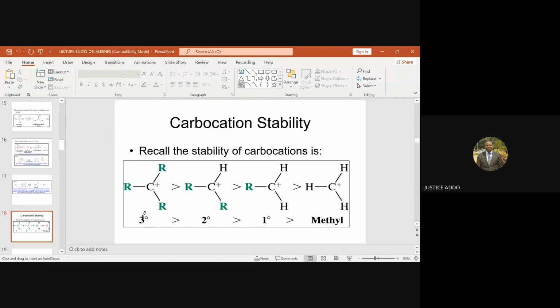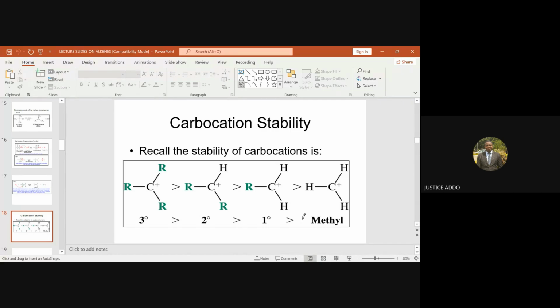A tertiary carbocation. When there is a carbocation formed, a positive charge on a carbon, and that carbon is bonded to 2 other carbons, that carbon is a secondary carbon, then the carbocation is what? A secondary carbocation, and so on and so forth. So this one is a primary. And then this one, you see that the carbon here is not bonded to any other carbon. So it's what? Methyl carbocation. So methyl carbocation is the least stable, followed by primary, secondary, and tertiary is the most stable.